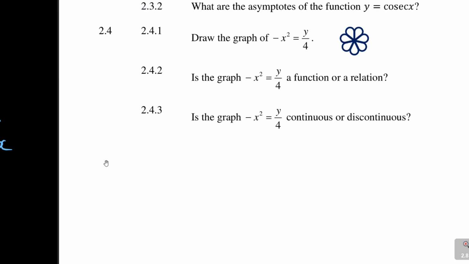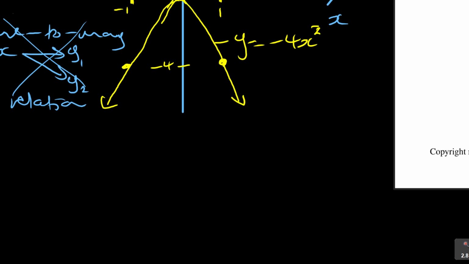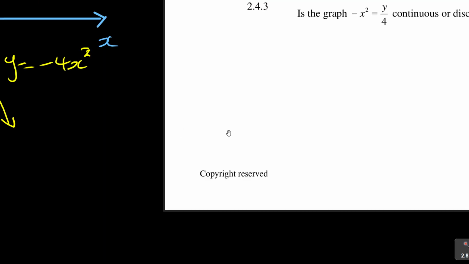Is the graph a function or relation? Number one, it's a function. It passes the vertical line test. It's a function. Then the next one is what?